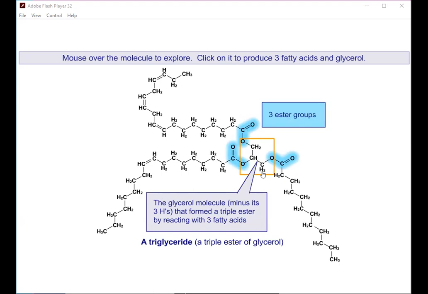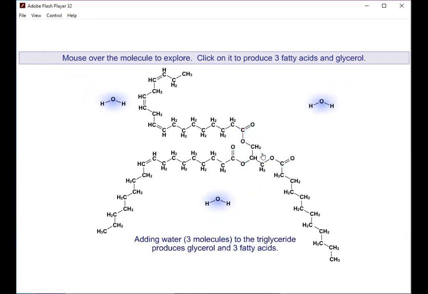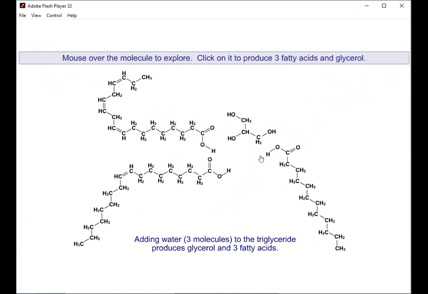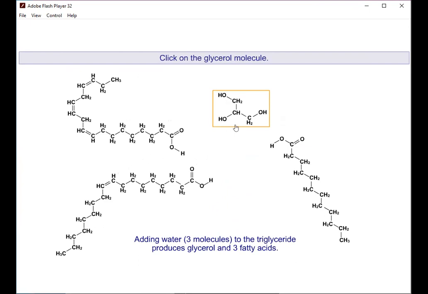It doesn't have OH groups because 3 fatty acids are bonded through the OH groups, so now they're just oxygens. There are 3 carbons and 3 oxygens, and what's coming off of those 3 oxygens are 3 fatty acids. Let's click on this, and this will bust it out into its component parts. Here's the glycerol molecule, which is 3 carbons with 3 OH groups.